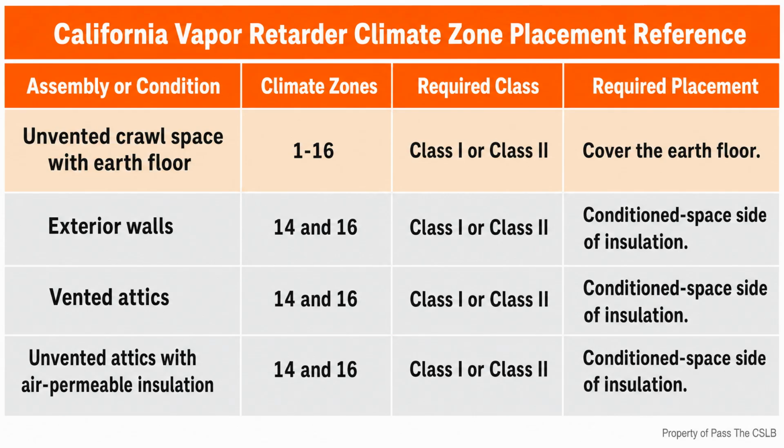The phrase conditioned space side is more reliable than guessing interior or exterior from a sketch. It identifies the side facing the heated or cooled space. In the colder California zones named by the rule, placing the required layer on that side limits interior water vapor from diffusing deeper into the assembly toward colder materials.